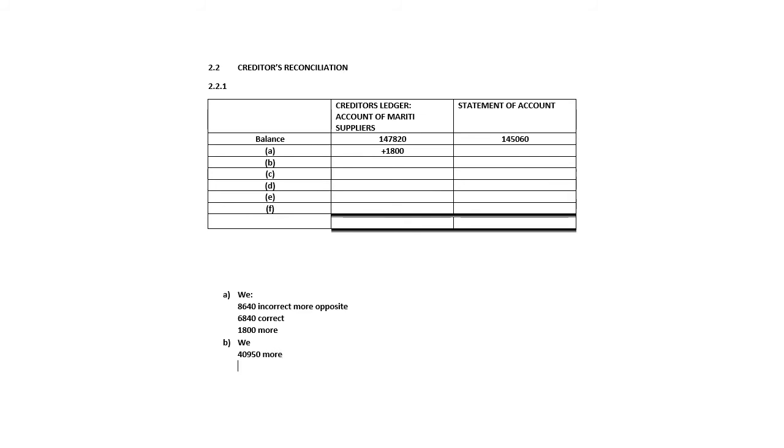So how will we fix it? We must take it out, do the opposite. So we must make it less to get it out. So for B, we must simply make it less with 40,950.